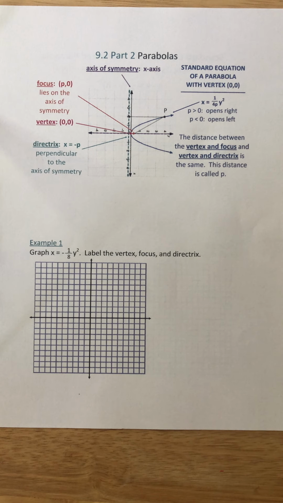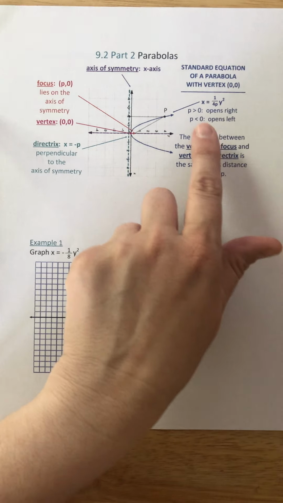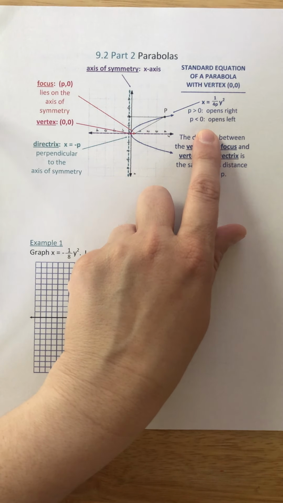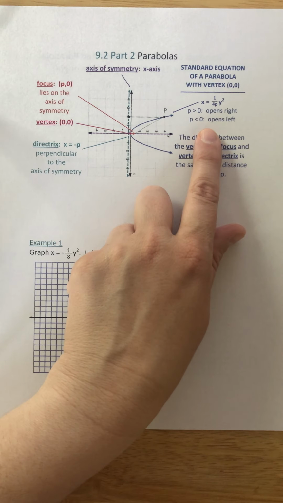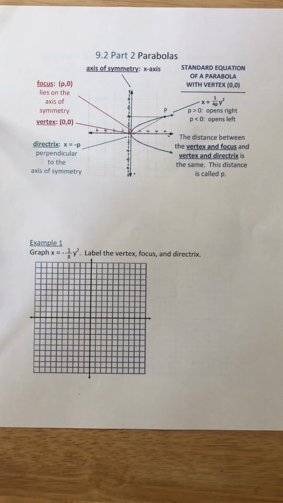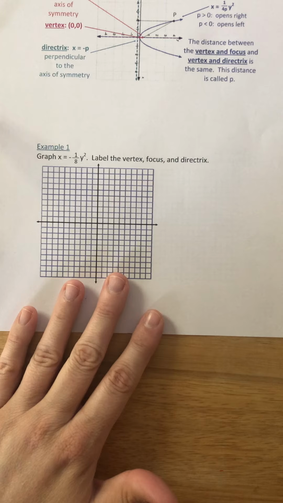So instead of talking about parabolas opening up and down, we're talking about left and right. So when your value for p is positive, your parabola is going to open to the right. When your value for p is negative, your parabola is going to open to the left. Focus, directrix, vertex, they all still mean the same thing. They're just going in a different direction this time. So let's take a look at example number 1.